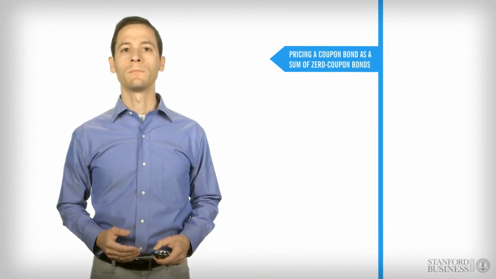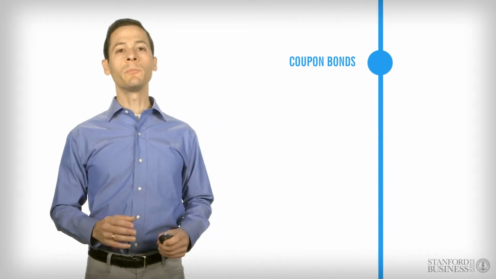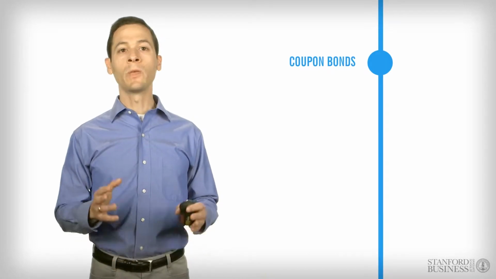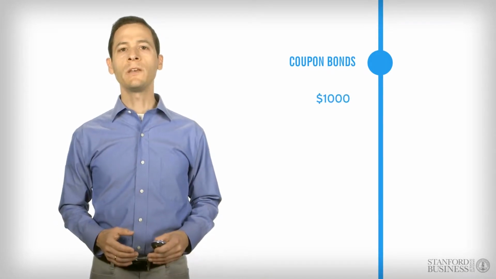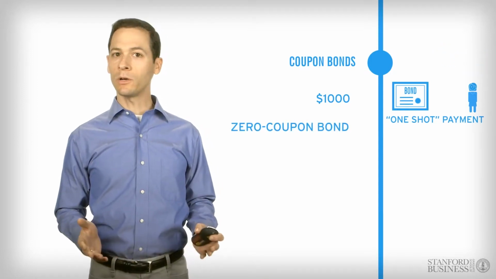Pricing a coupon bond as a sum of zero coupon bonds. Now we're going to consider bonds that pay no coupons and simply mature in a certain number of years by repaying the face value of, say, $1,000. This kind of bond is a one-shot payment called a zero coupon bond. How much would it cost?